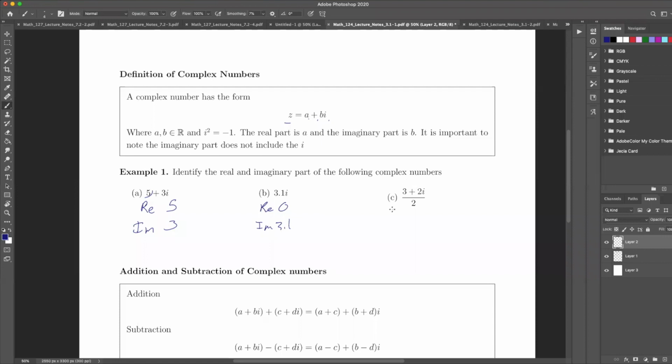And here, the real part is 3/2. This is the real part. And the imaginary part is, well, 2 over 2, of course, is just 1.